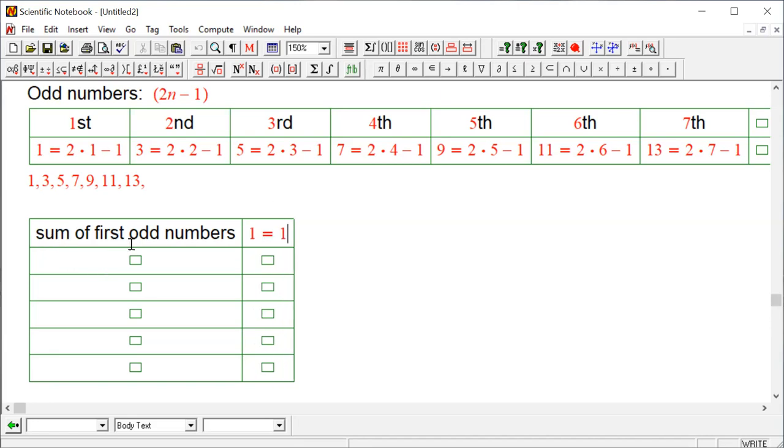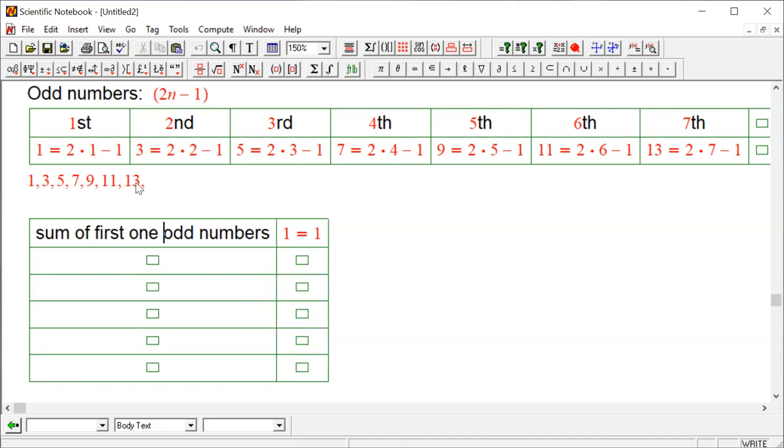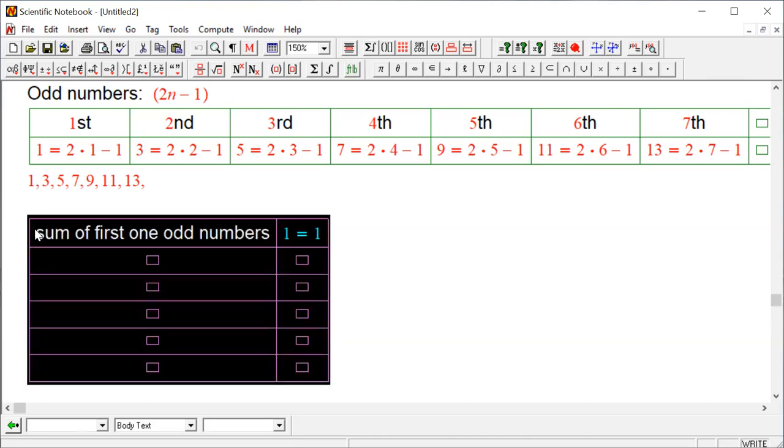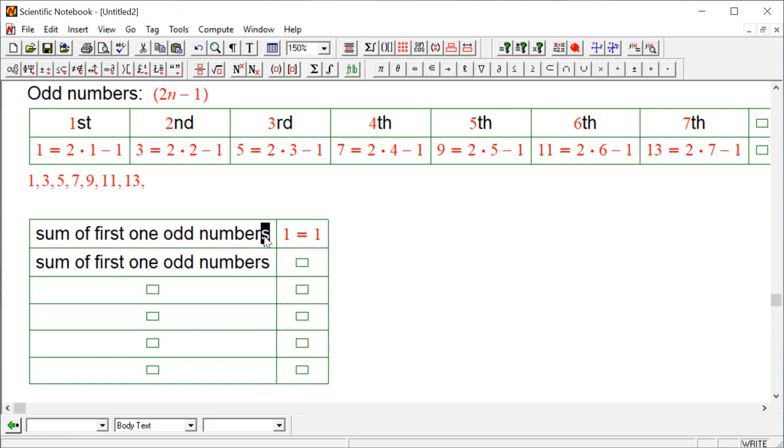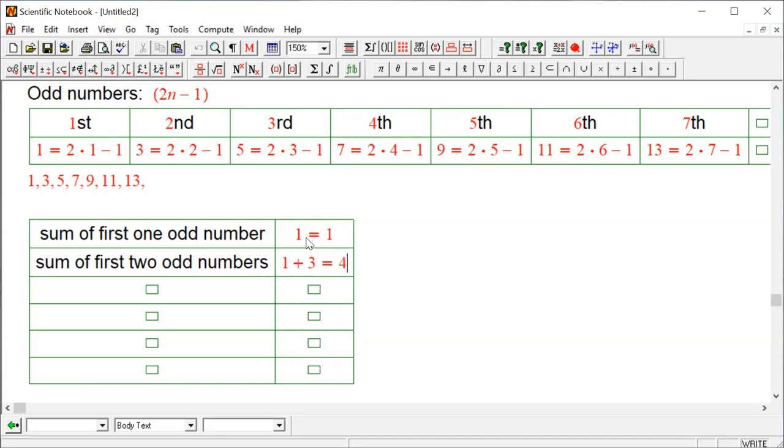But the sum of the first one odd number. How about the sum of the first 2 odd numbers? Of course, in the first case, we only have a singular, we don't have plural. The sum of the first 2 odd numbers, meaning the first one and second one, the first 2. So that's going to be 1 plus 3. 1 plus 3 is 4.